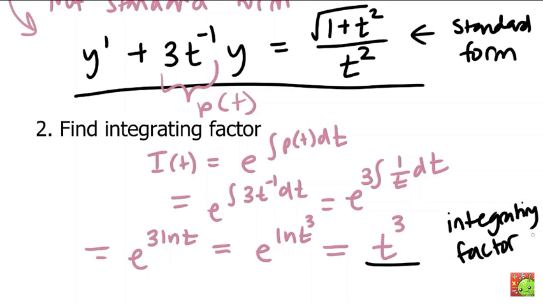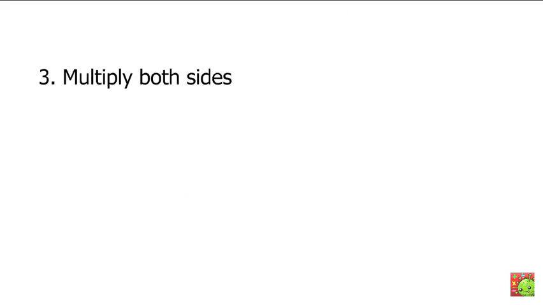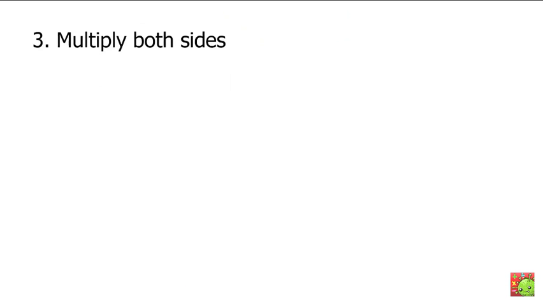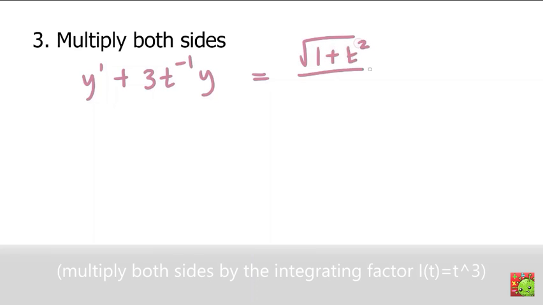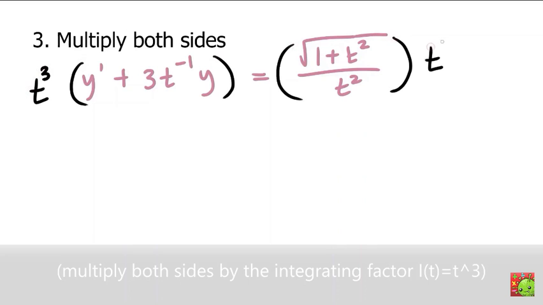Now that we know our integrating factor, we can move on to the next step, which is to multiply both sides of the equation. The standard form equation that we got was y prime plus 3 t to the negative 1, y equals the square root of 1 plus t squared over t squared. We multiply this on both sides by the integrating factor, which was t cubed.